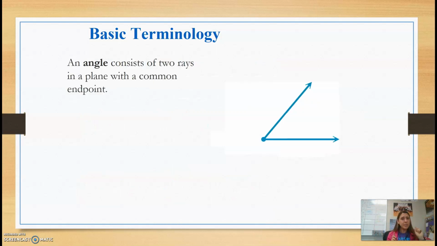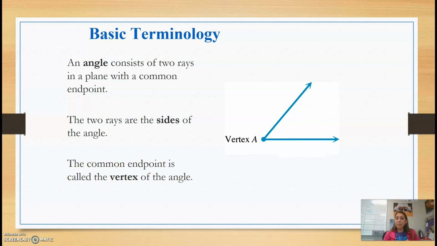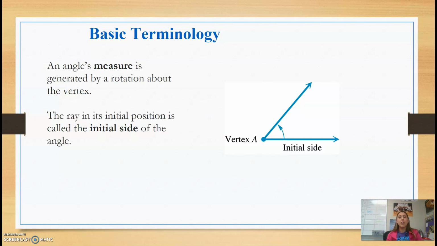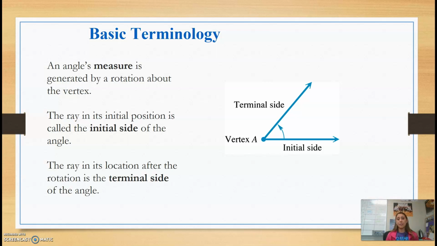So now, an angle consists of 2 rays in a plane with a common endpoint. The sides of the 2 rays are the sides of the angle, and the common endpoint is going to be the vertex. So this is all kind of review from geometry. An angle's measure is generated by the rotation about the vertex. All right, now this is the stuff that you need to put in your notes.